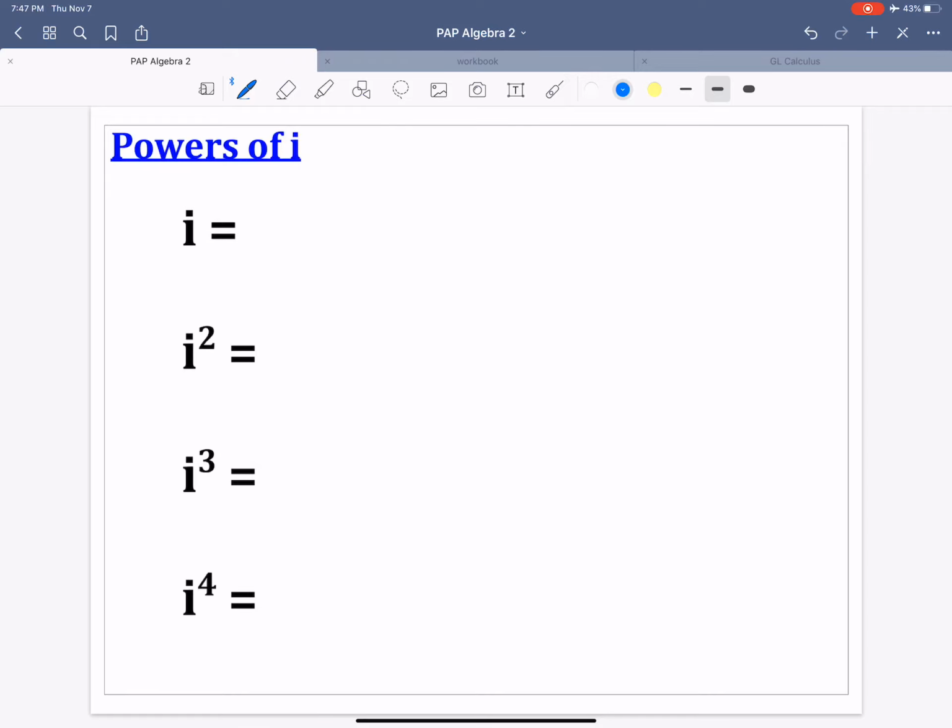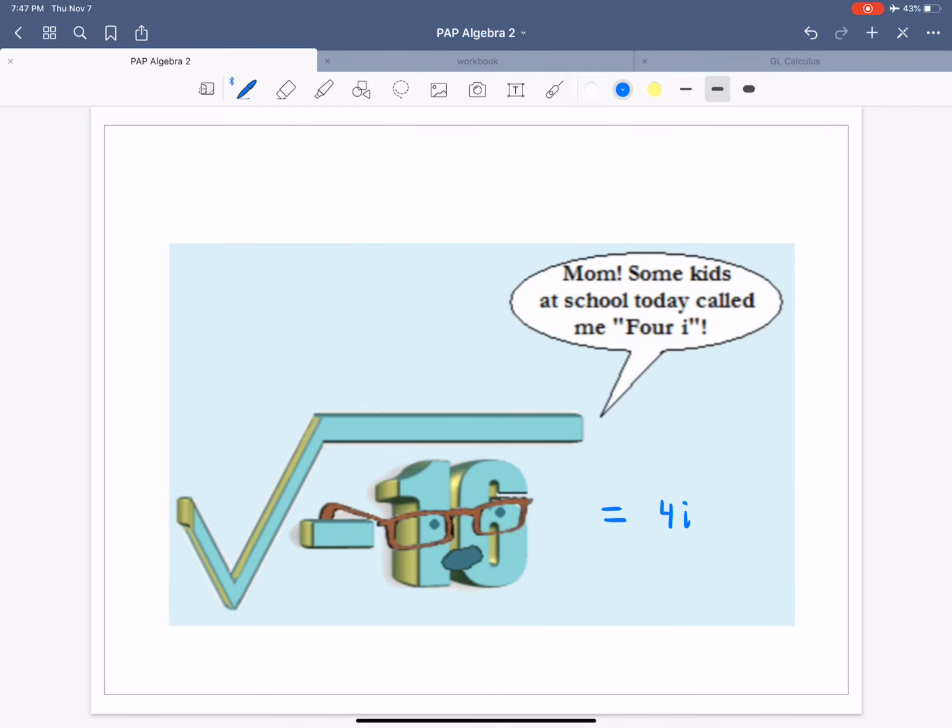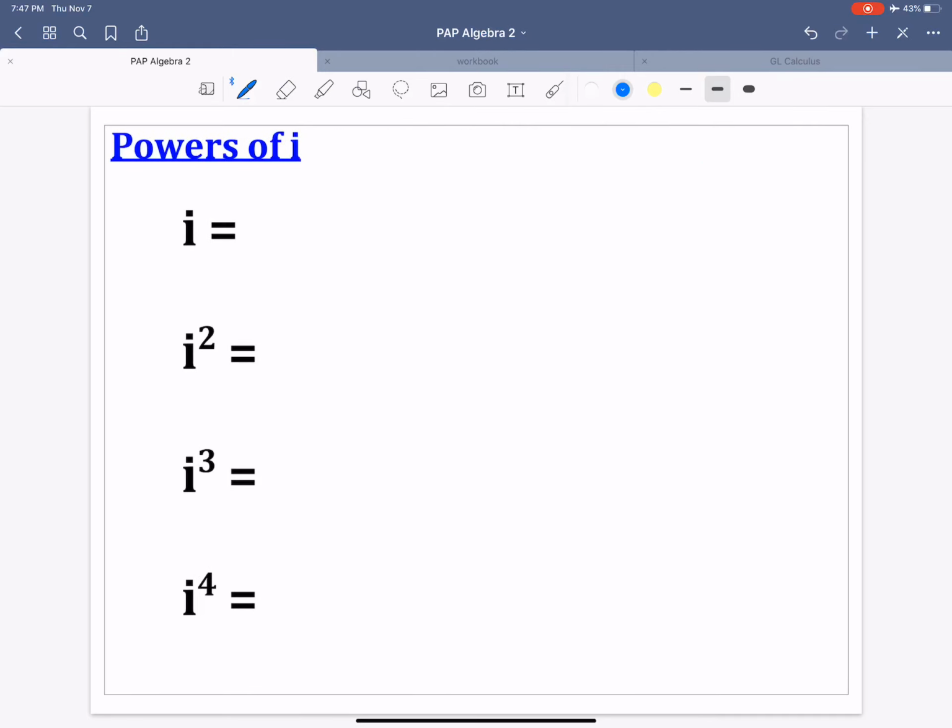Some of you are hopefully still laughing about this comic, 4i. That's a really, really good joke, by the way. I hope you gave it the appreciation it deserved.